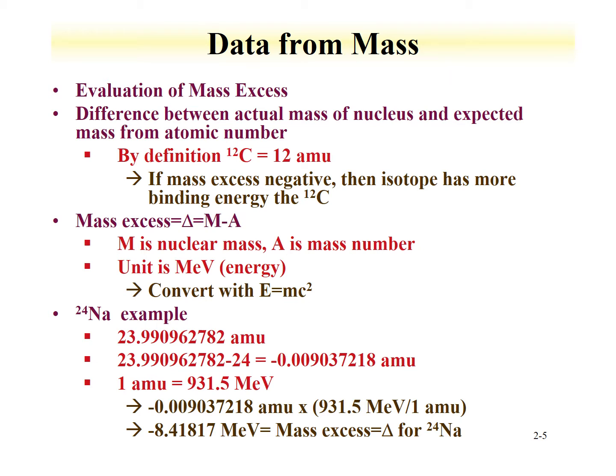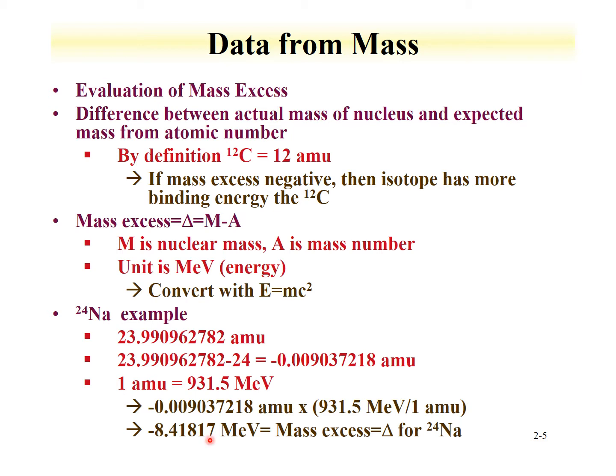As an example of what we mean by mass excess, if we look at sodium-24, the AMU, the atomic mass, is listed here. It's just a little bit under 24, right? So 23.9909, etc., minus 24 is equal to this very small negative number. And I already gave you this value that we're going to convert it from atomic mass units into energy. And it turns out that 1 atomic mass unit is equal to 931.5 MeV. So about 1 atomic mass unit is about 1,000 MeV, kind of a reasonable rule of thumb.